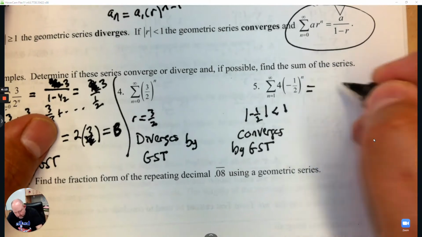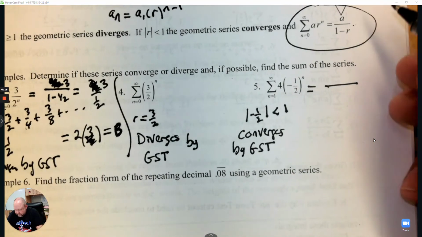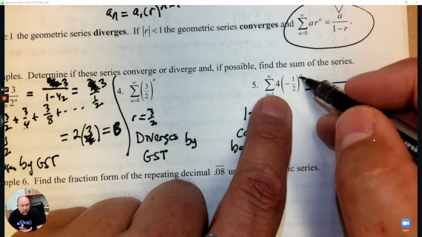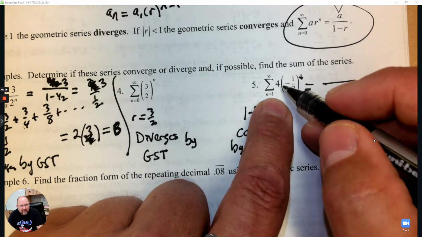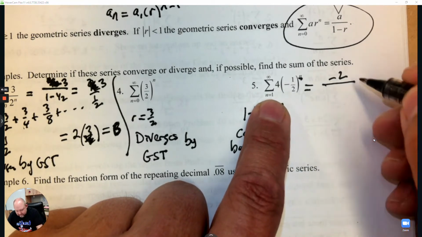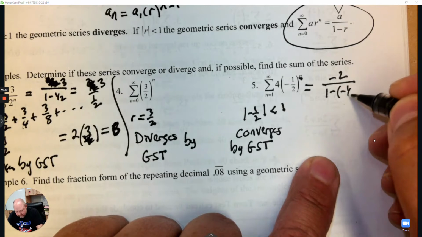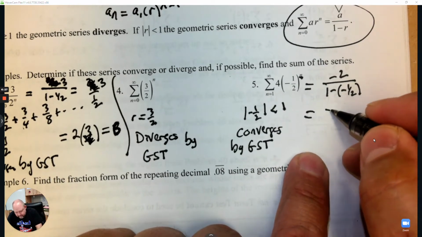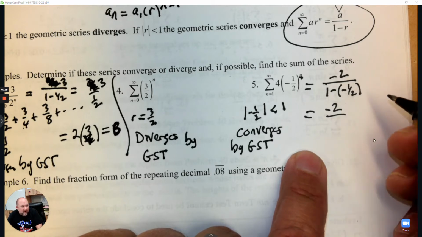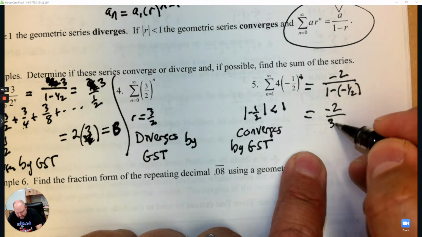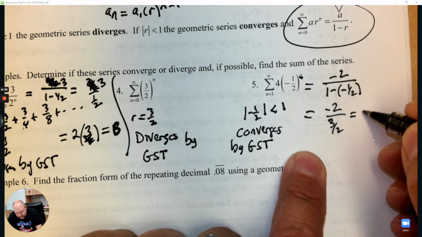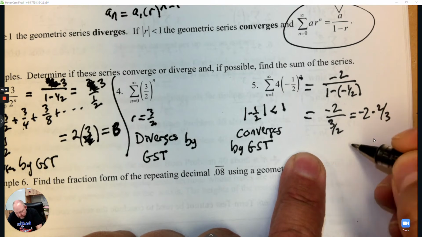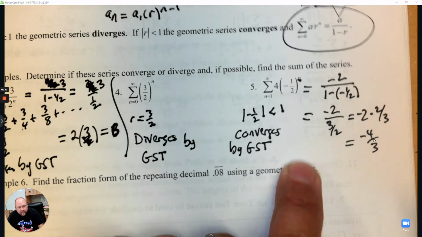What's the formula then we use? So plug in 1. You get 4 times -1/2, and then it's 1 subtract the ratio. When you subtract a negative, you're adding, so it's 1 plus 1/2. And then multiply times the reciprocal, and you get -4/3.